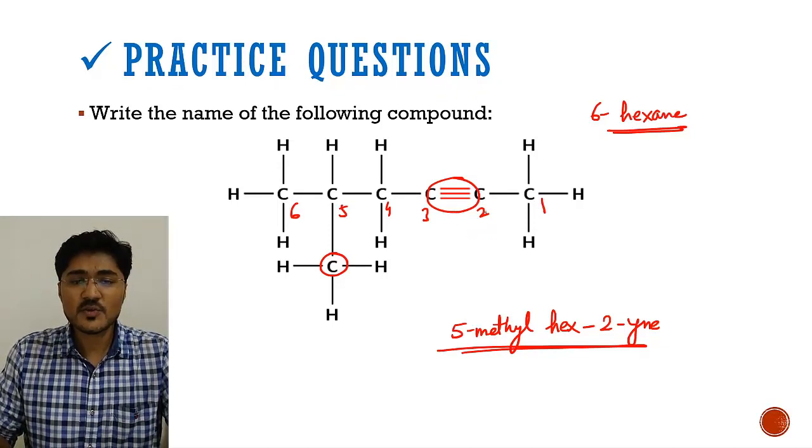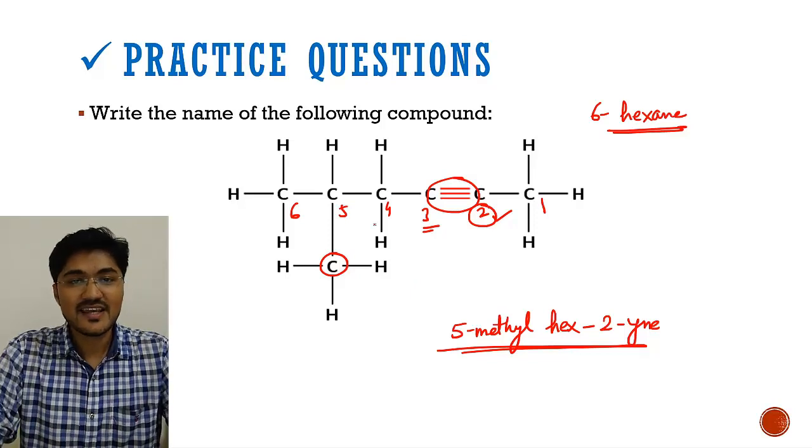Now few students ask me that why 2 should be written and not 3, because the third carbon as well has a triple bond, that is it shares a triple bond. But as we know, the rule says the lowest number should be assigned, and that's the lowest number. Now let's see the next question.